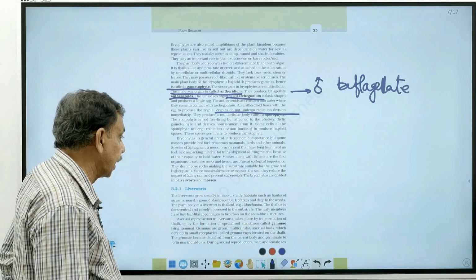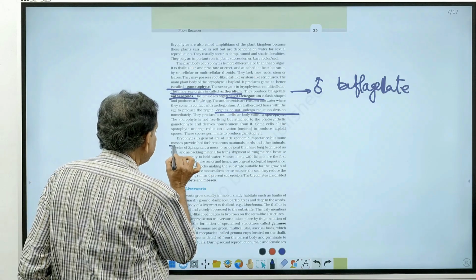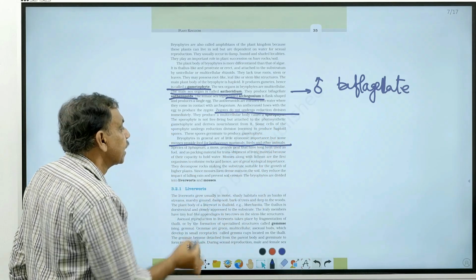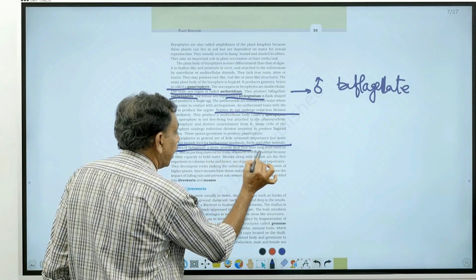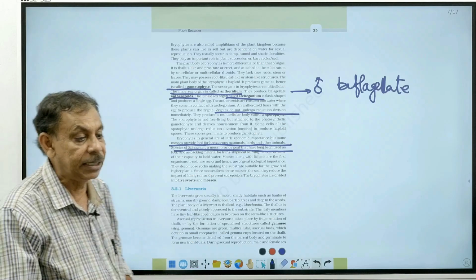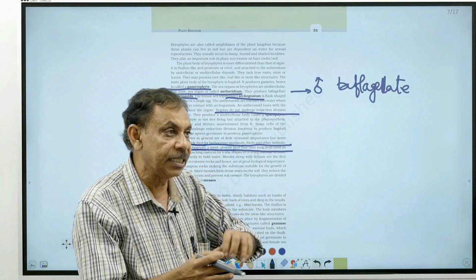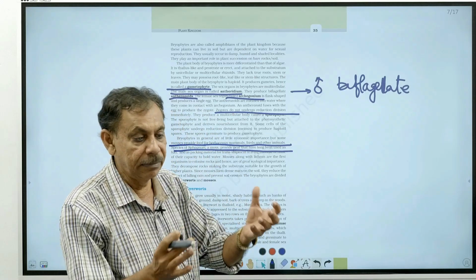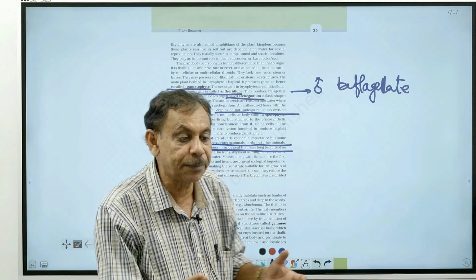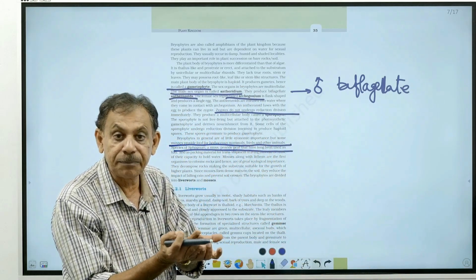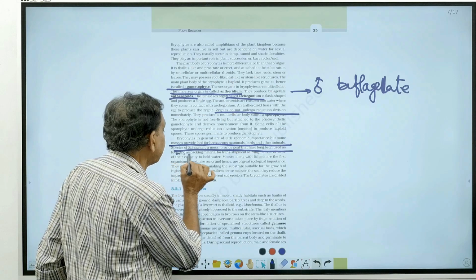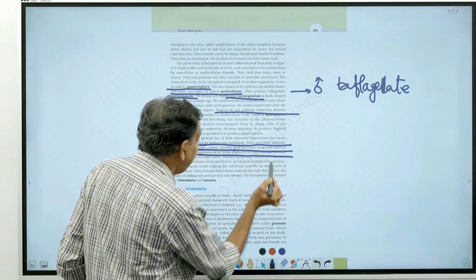Now, what is the economic importance? Some mosses provide food for herbivorous mammals, birds and other animals. Sphagnum, a moss, provides peat. Peat is used as a packing material because it has the ability to hold water, so that for transshipment of materials, some germinating seeds, plantlets and seedlings can be transported within the coverage of this peat. Because peat has water holding capacity, water is available, so it is used as a packing material for transshipment of living materials.